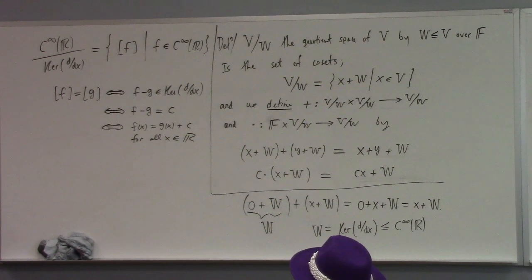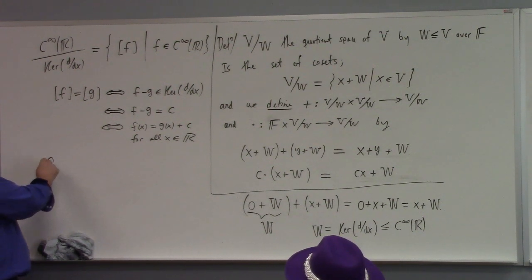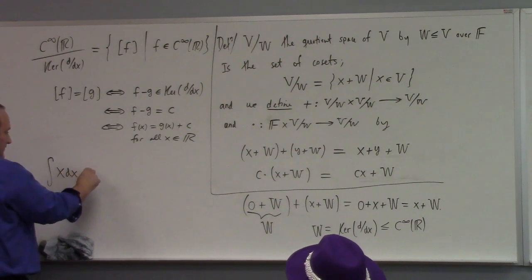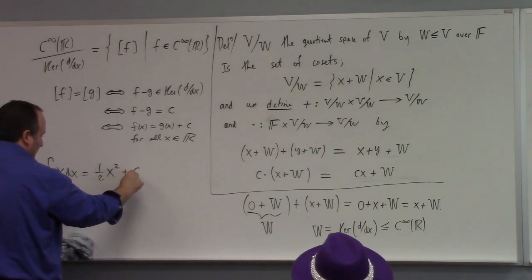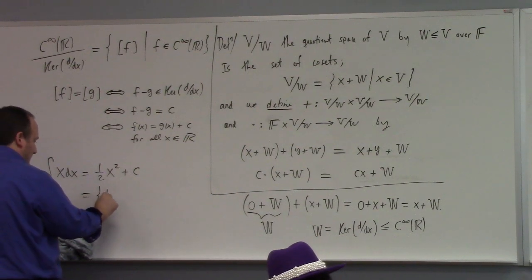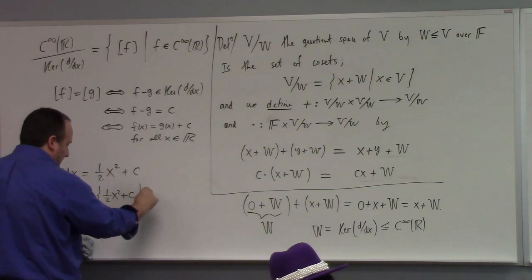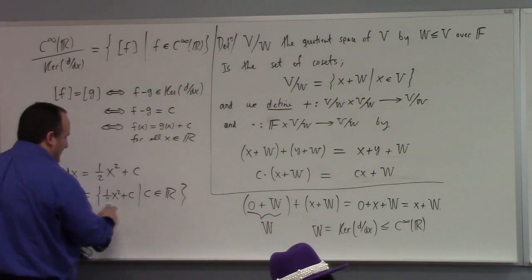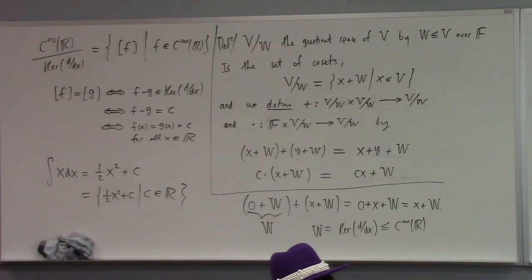Have you ever worked with this before? Surely? Integrals. Integrals, that's right. When we write the integral of x dx is 1/2 x squared plus a constant, what we really mean is the set of 1/2 x squared plus a constant such that the constant is a real number, right? It is actually a set of functions, all of which differ at most by a constant. Every antiderivative, every indefinite integral you've ever done, you've been assigning a coset with respect to this notion of equivalence.